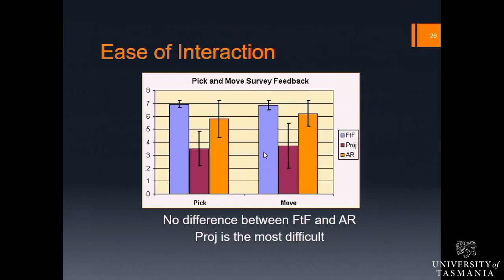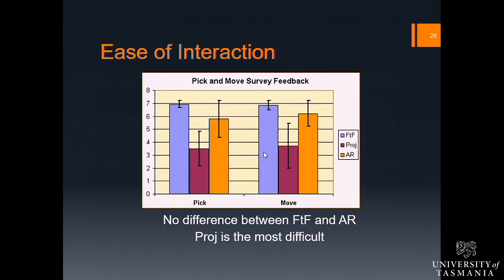But the notice here is that the yellow is AR and the face-to-face is in purple. They are all in a similar range. Okay, pick and move, they are similar. The one that is actually much lower is the projector. So in this case, they find that it's harder to use. Not individual experience, because they're working as a pair. So it would mean they're having a harder time to communicate inside the projector mode. Okay, so this is a very obvious study, an obvious outcome that is quite easy to understand.